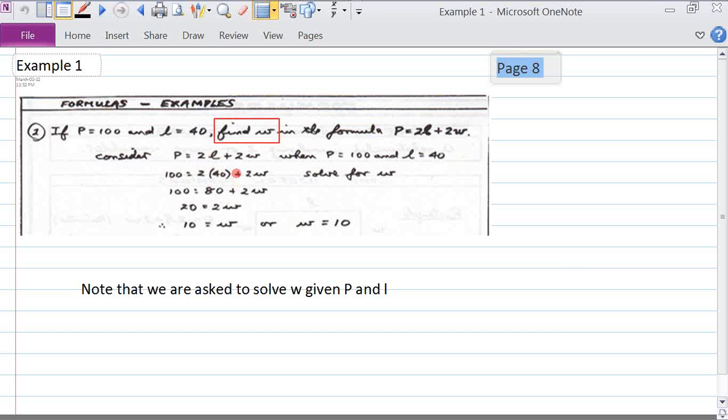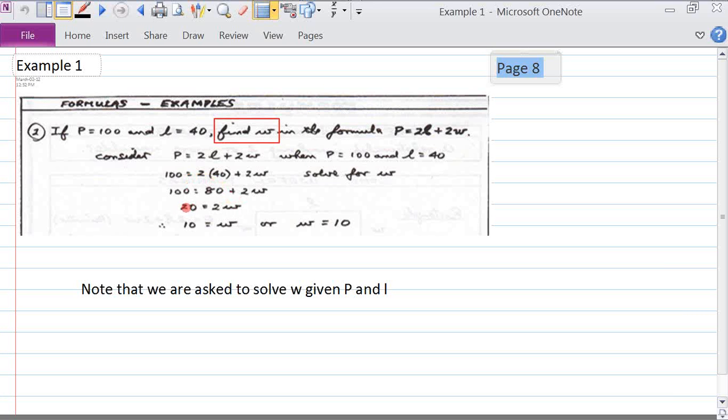And here we have plus 2W because we're solving for W. That's our unknown. Note, in order to solve for W, we must know P and we must know L. And we're given that in the problem. This problem has 3 variables. We know 2 of them, so we can solve for the third. 2 times 40 gives me 80. And in this case, we will see if we bring the 80 to the left side, we get 20.